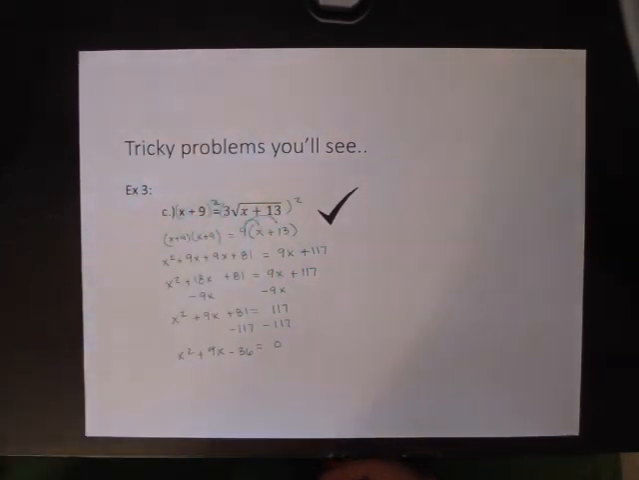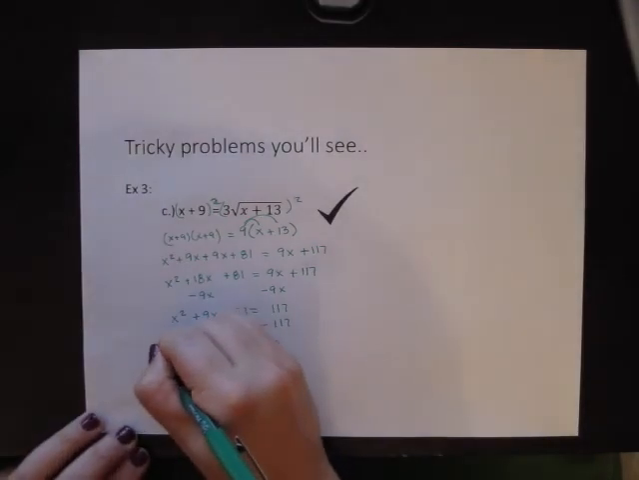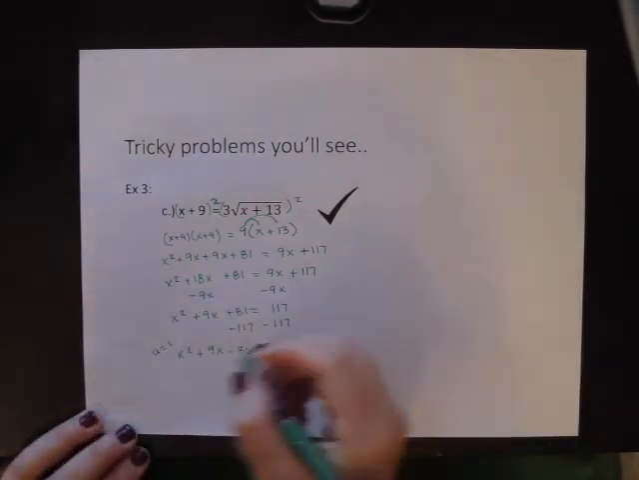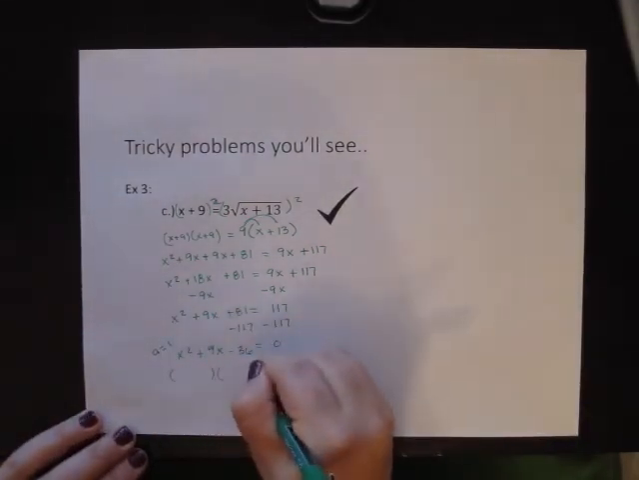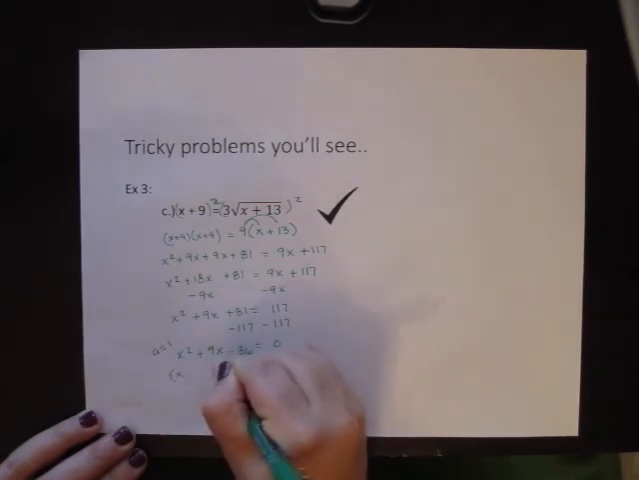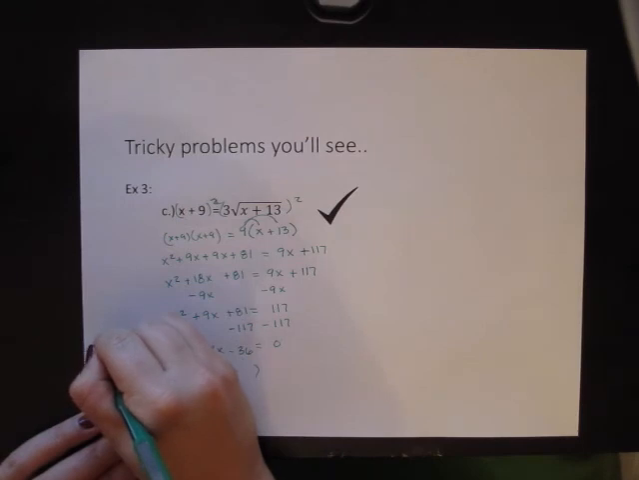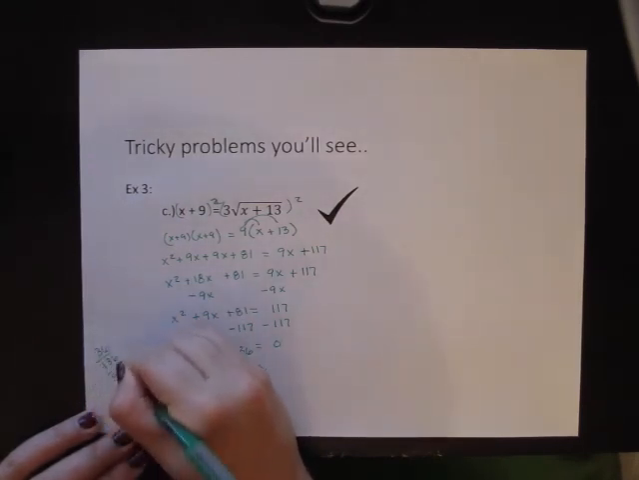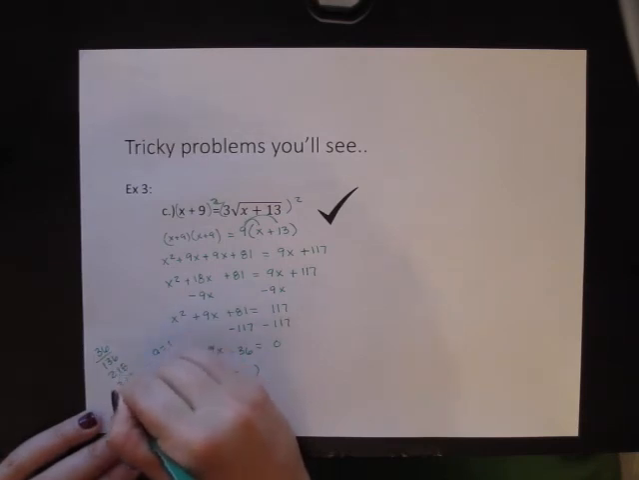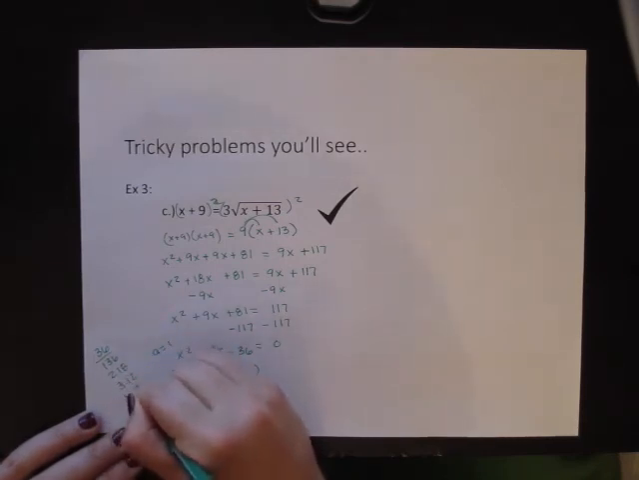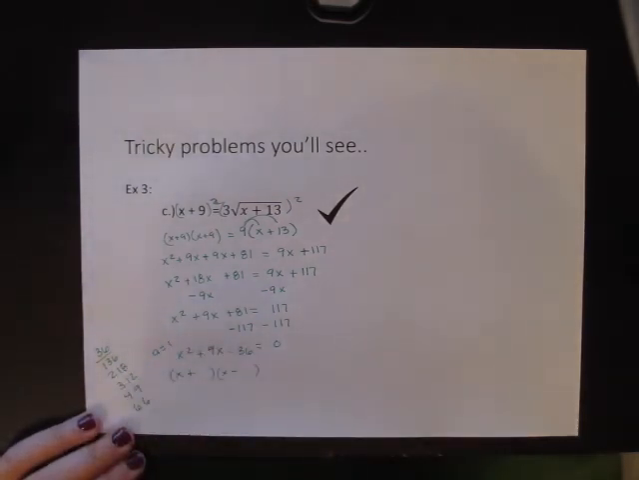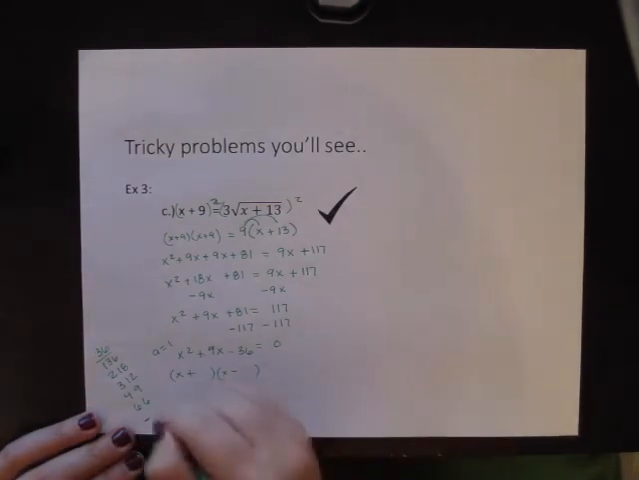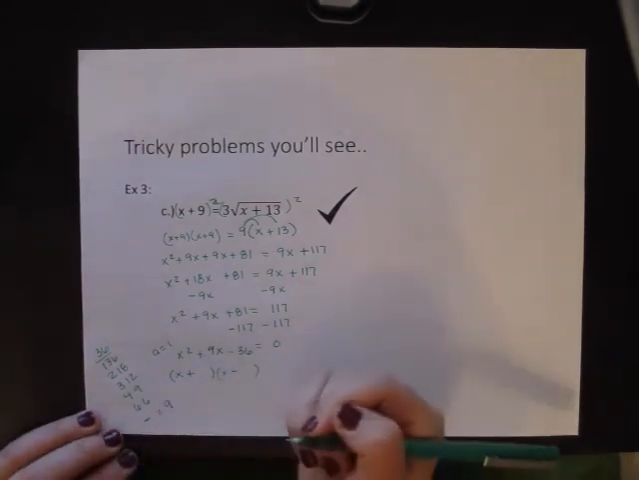This is definitely an a equals 1. So first thing I do is I set up my binomials. x plus, minus, factors of 36: 1 and 36, 2 and 18, 3 and 12, 4 and 9, and then 6 and 6. Okay? I know I have to use subtraction to get to my b, which is a positive 9.